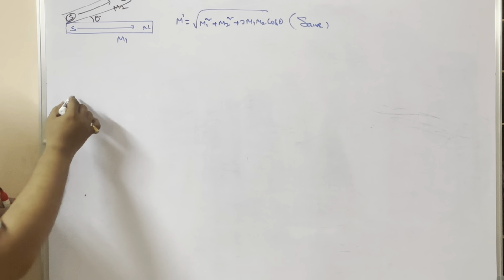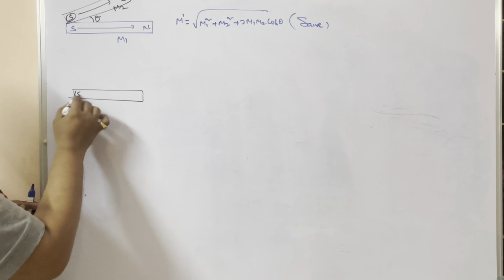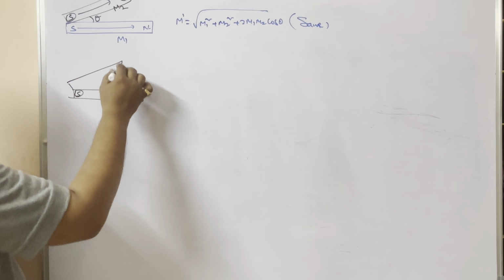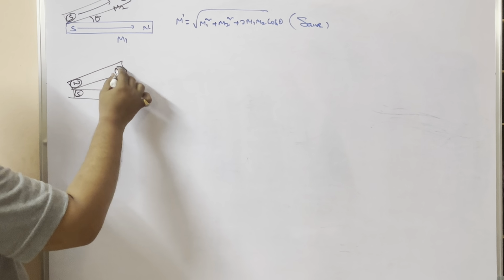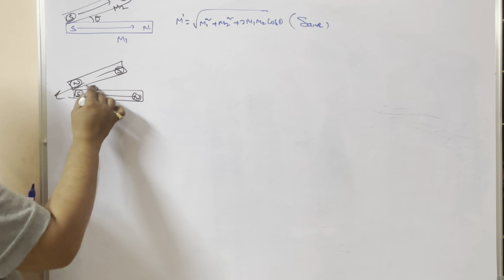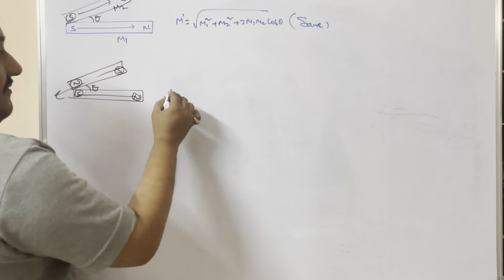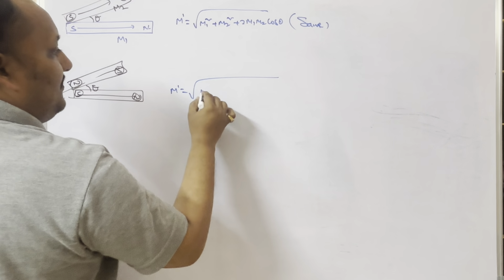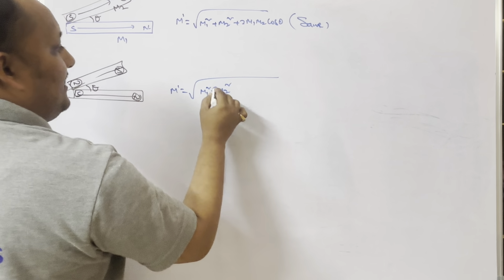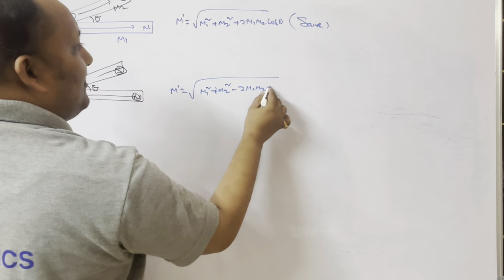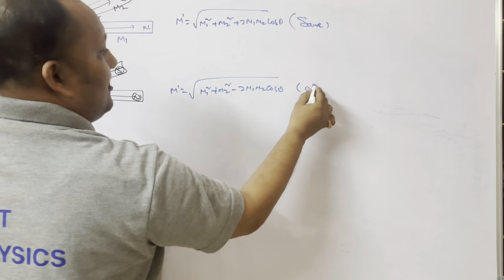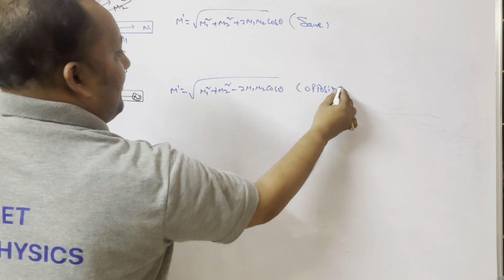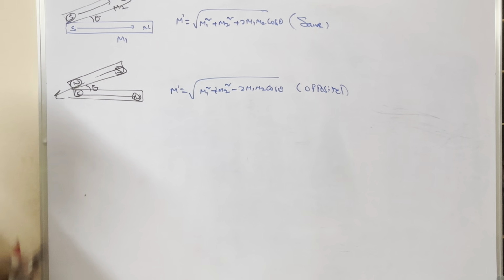When opposite poles are touching each other, south pole with north pole, north pole with south pole, its direction will be like this. At that time, whenever opposite poles are touching each other, the formula is root of m1 square plus m2 square minus 2 m1 m2 cos theta.